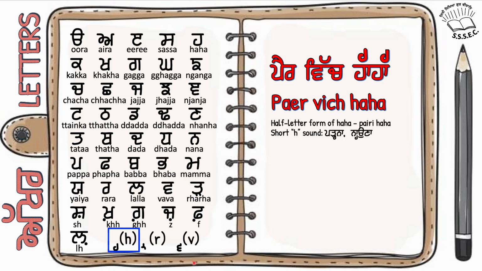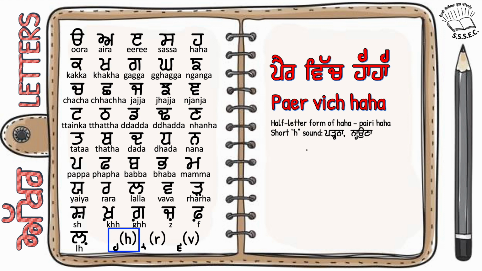And then we have these three half letters. This is paeri haha, paeri rara, and paeri vava. So they're like a half form of haha, a half form of rara, and a half form of vava. And the way you write this is sometimes it looks a bit like a line, sometimes it looks like a mini haha. So we're going to use that version.